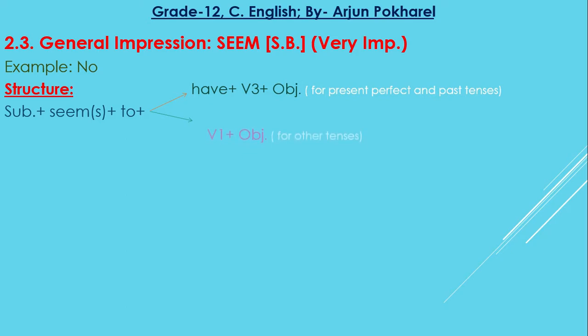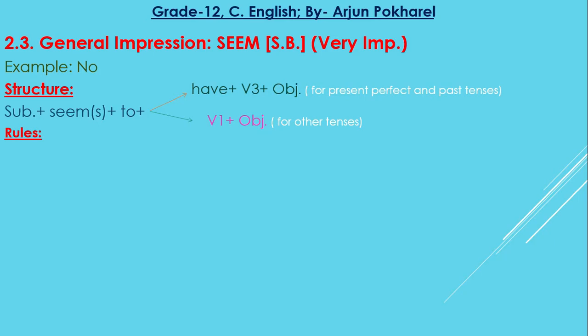Okay, the next structure is subject plus seem or seems plus to plus v1 plus object for other tenses. Except present perfect and past tenses, we have to use subject plus seem or seems plus to plus v1 plus object. Thank you for your patience. Be patient, we'll move to the exercises later.